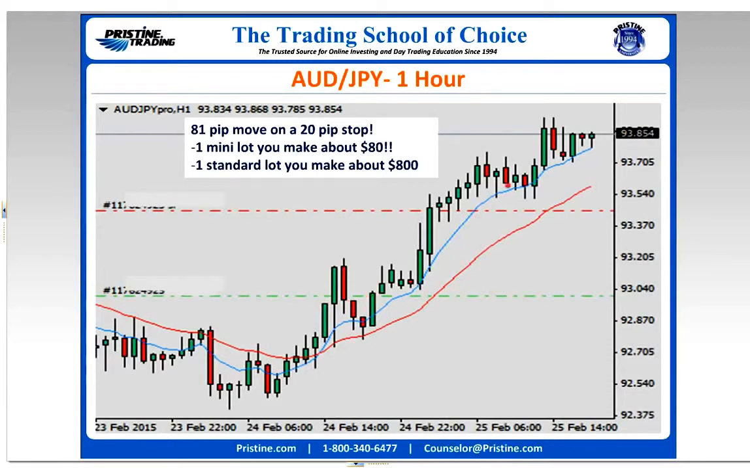This is an 81 pip move on a 20 pip stop. Just simply managing the trade at this juncture. On a standard lot, you're up about $800, and it's still looking higher. If you're trading a mini lot, you're up $80. And look, $80, not a lot, but it's about the process.